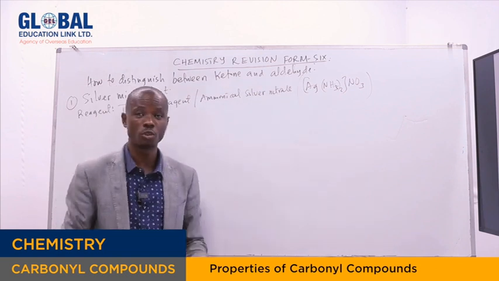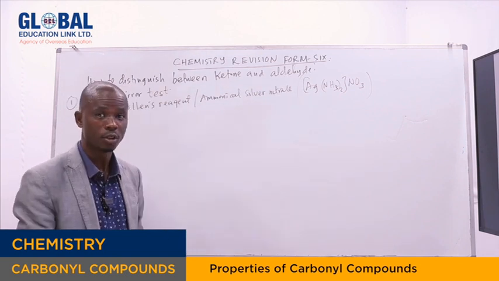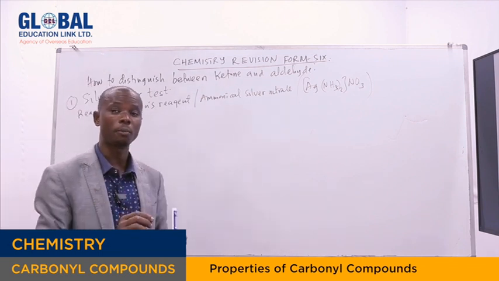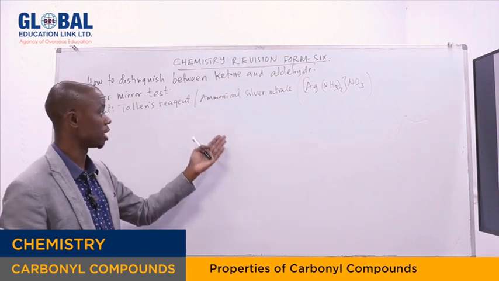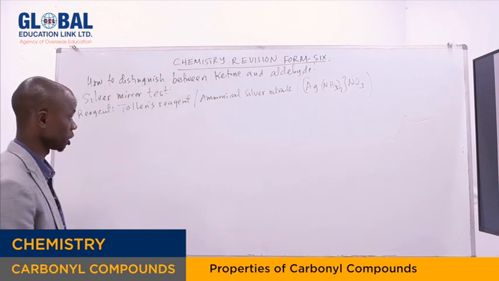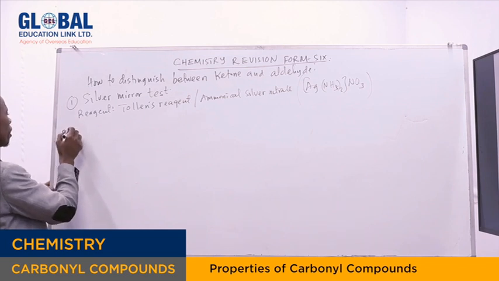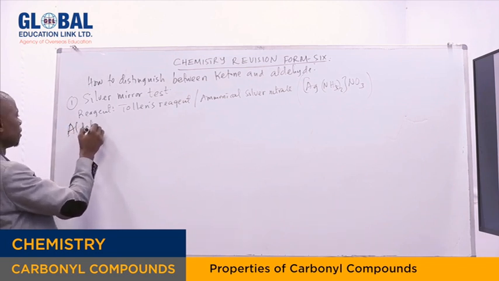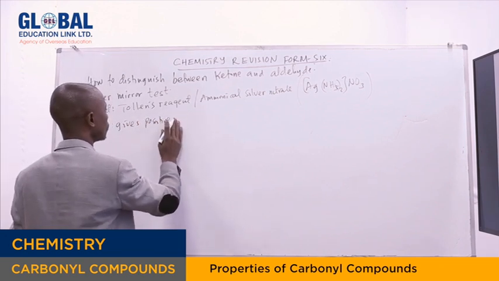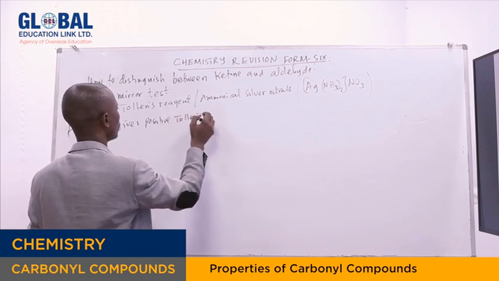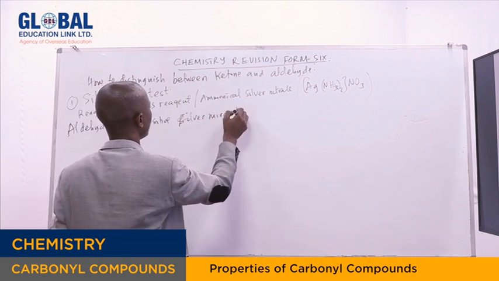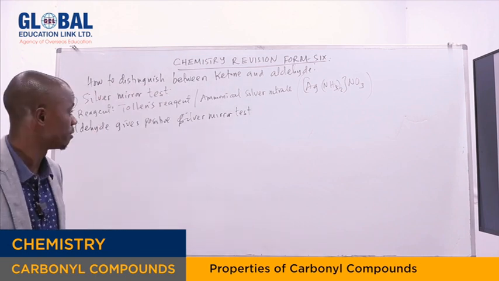And why is this aldehyde a strong reducing agent? It's because it contains a hydrogen atom on the carbon in the carbonyl group. But ketone, because it lacks a hydrogen atom on the carbon containing the carbonyl group, is not a strong reducing agent. So it is not going to react with this reagent. So that is how we can differentiate. So take an example of aldehyde, which gives a positive silver mirror test.